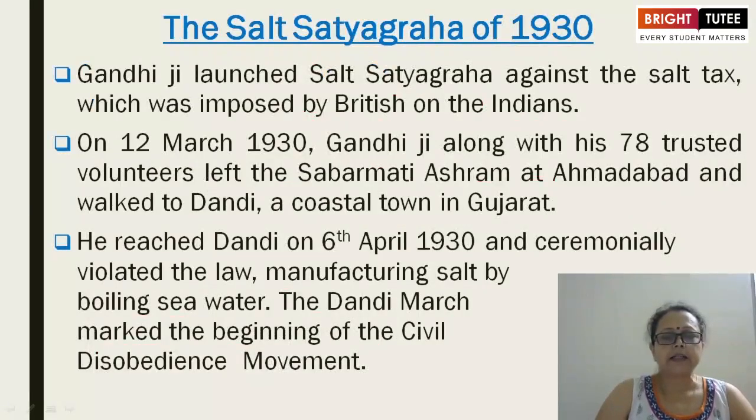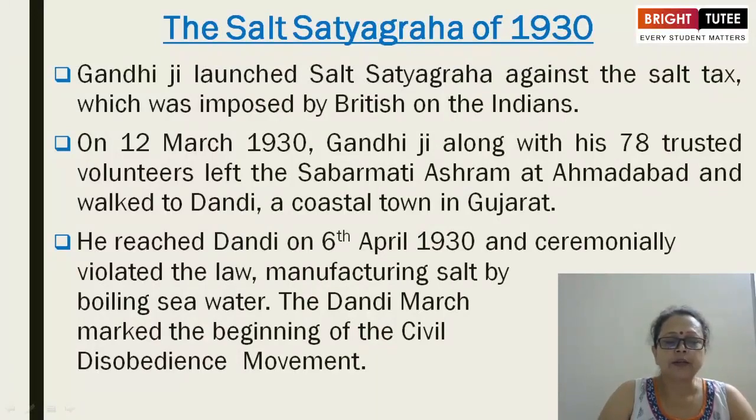Before starting the Salt Satyagraha of 1930, let us discuss laws and dissent. What is the importance? Why was this Salt Satyagraha launched by Mahatma Gandhi before independence? Another example we will also discuss is the anti-liquor movement started by a women's organization in Andhra Pradesh.